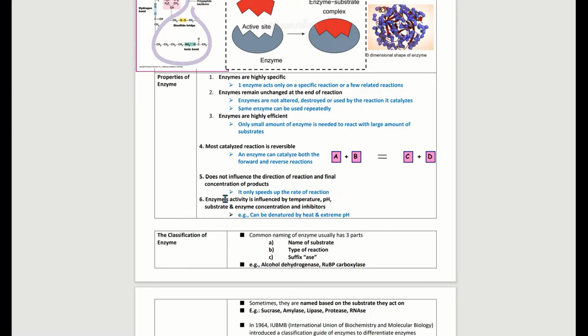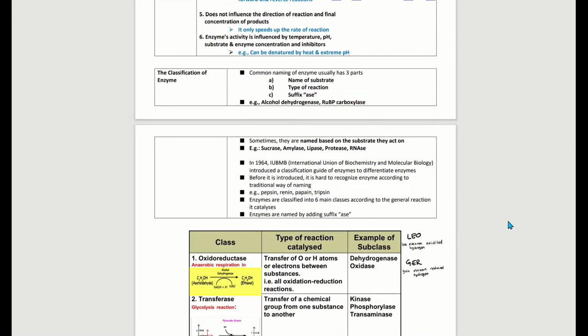Okay. So enzyme activity is influenced by temperature, pH, substrate banyak mana. Lagi banyak substrate, lagi laju enzyme tu punya activity. Okay, enzyme concentration. Lagi banyak enzyme, lagi lajulah reaction. Sebab lagi banyak yang membantu kan. Enzim tu membantu, so lagi banyak lah, lagi laju lah reaction dia. And inhibitor. Inhibitor ni penghalang. So kalau lagi banyak penghalang tu, lambat lagi lah dia punya reaction. Okay, so enzyme can be denatured by heat and extreme pH. Nanti kita tengok gambar.